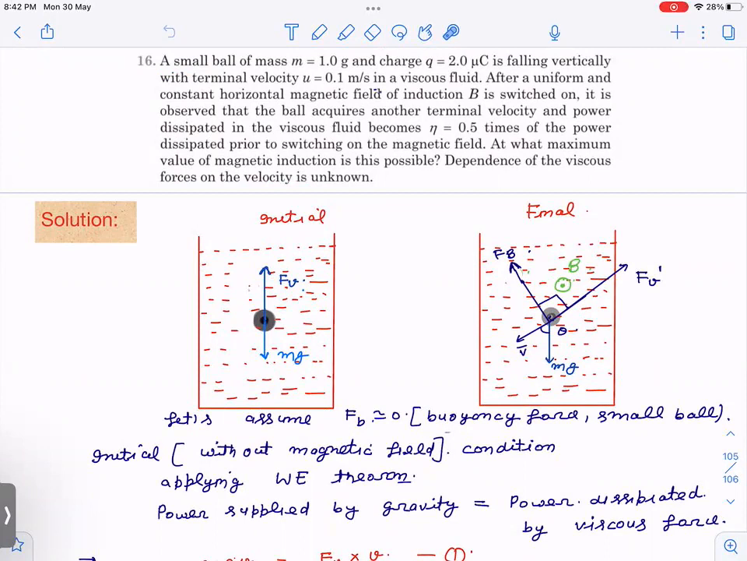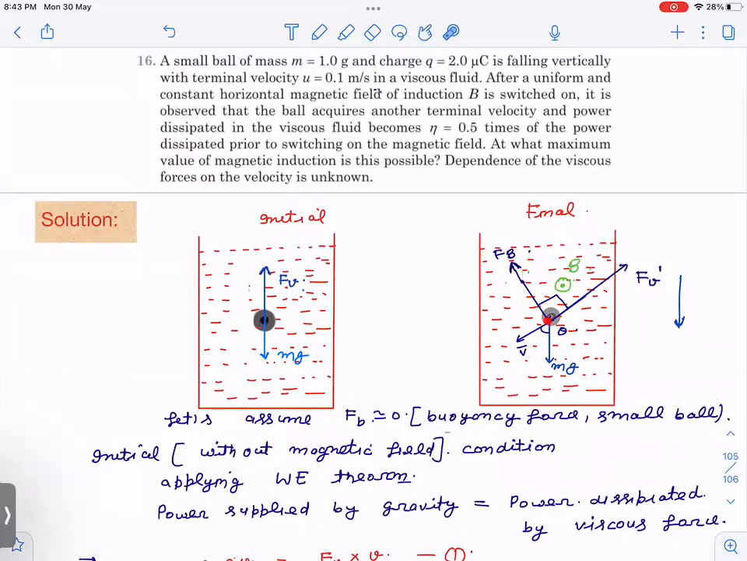Now, what happens when the magnetic field is applied in the horizontal direction? I have applied the magnetic field like this. This is the vertical direction, and the magnetic field is still horizontal. I think you're able to imagine it also. The container is falling vertically downwards, and the magnetic field is perpendicular to this. So this is still horizontal, and this is the vertical direction.